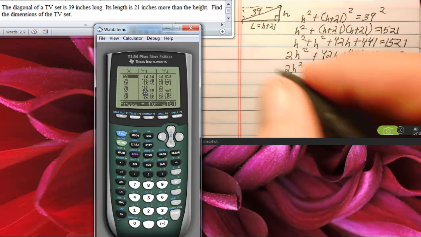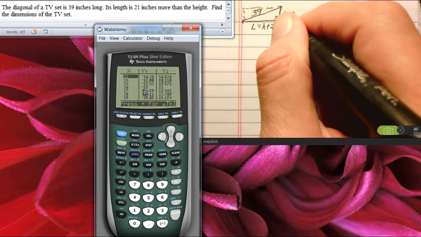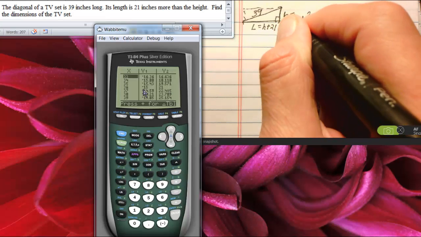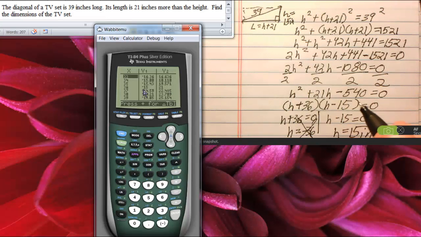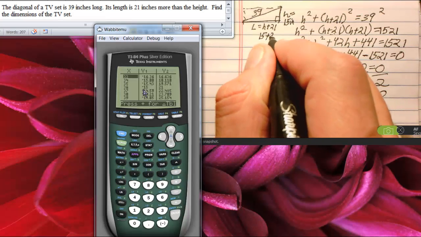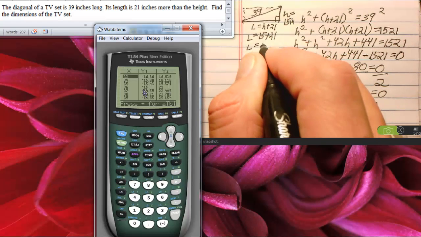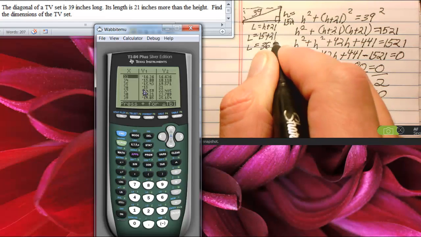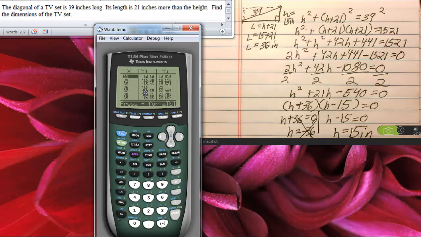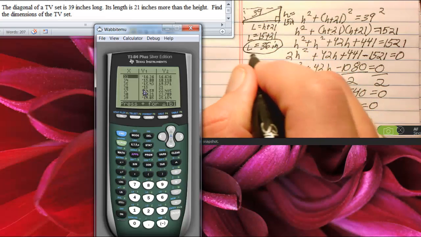So my height is 15 inches. I assume we're talking about inches. My height is 15 inches, and my length will be 15 plus 21 inches. So my length will be 36 inches, positive 36 inches, and it's the length, not the height. So here are the dimensions of the television.